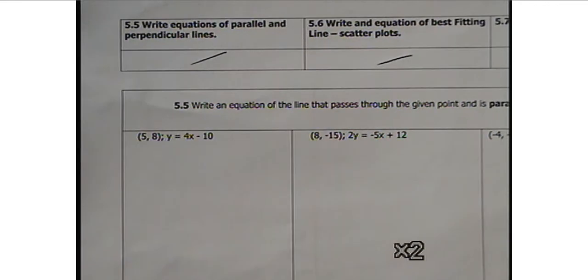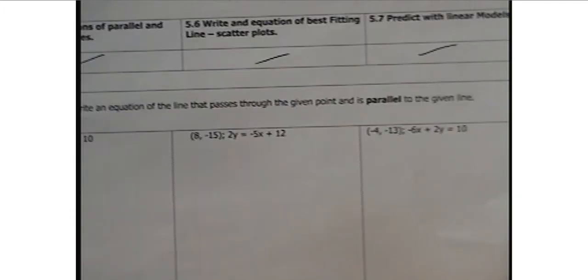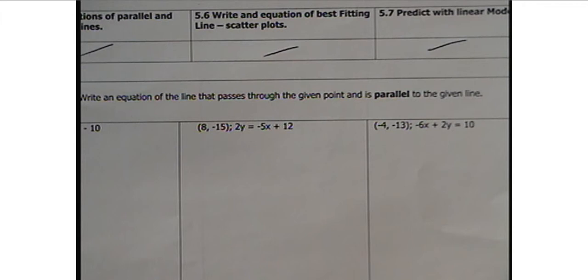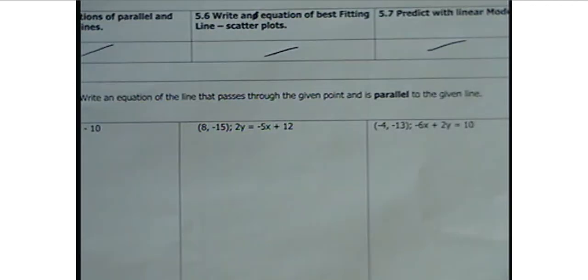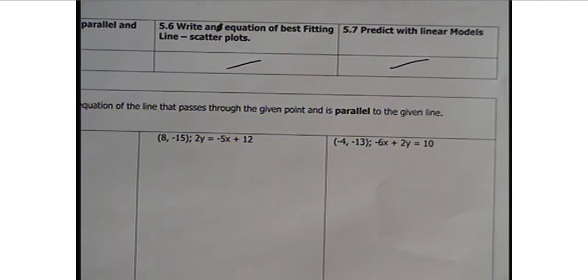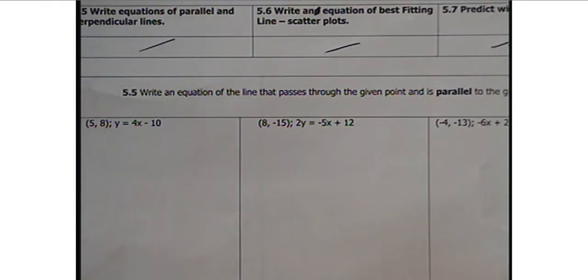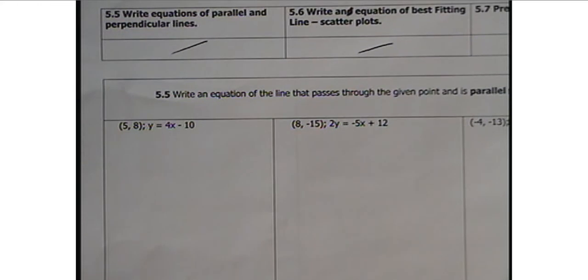Okay, so 5.5 will be write equations of parallel and perpendicular lines, and we're going to do some practice problems with this learning target. Then I will cover the 5.6 learning target, which is write an equation of the best fitting line for scatter plots, and 5.7 will be predict with linear models. Those 3 learning targets we're going to discuss today. That will be your review for the summative assessment that is coming up on the next day.